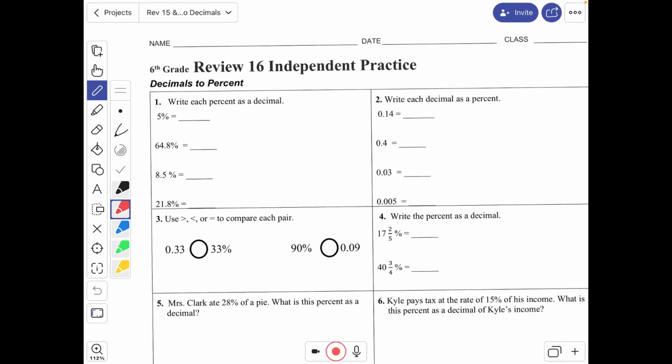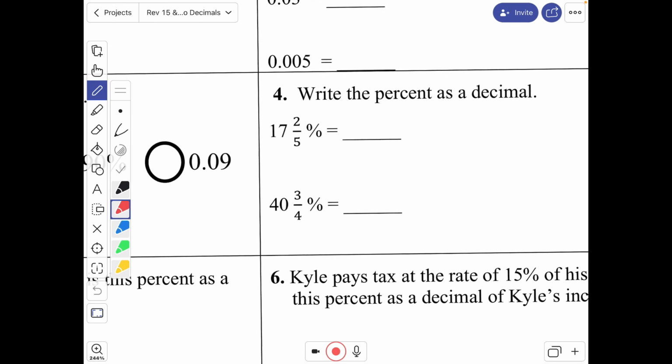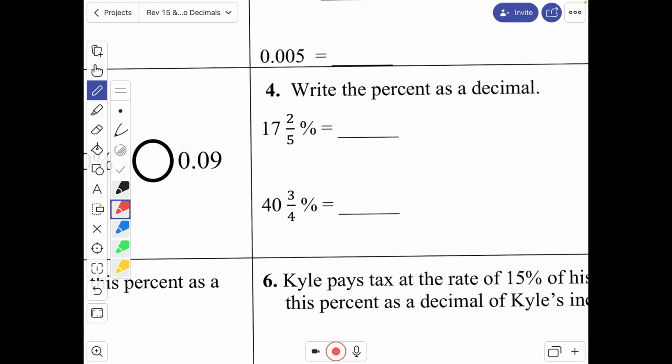Let's look at the independent practice on Review 16. The first 2 should be pretty easy, and number 3, if you change them both to decimals, they're pretty easy to compare. Let's talk about number 4. We need to change those to decimals as percents instead of fractions. We need to get rid of that fraction. So this will be 17 point, what's 2/5?